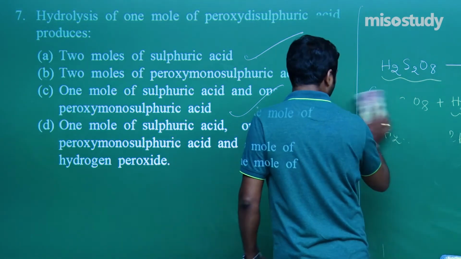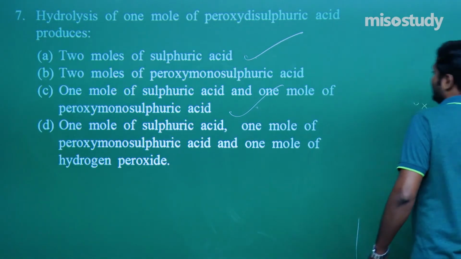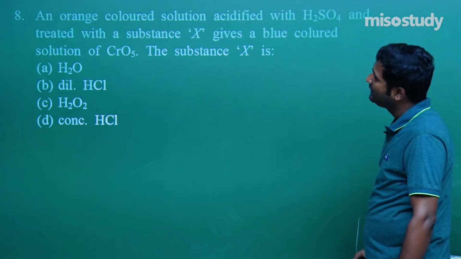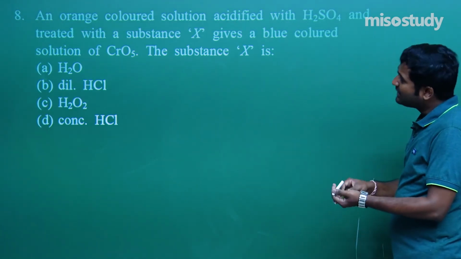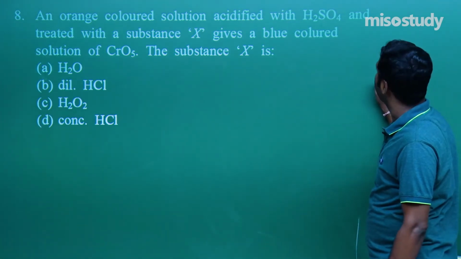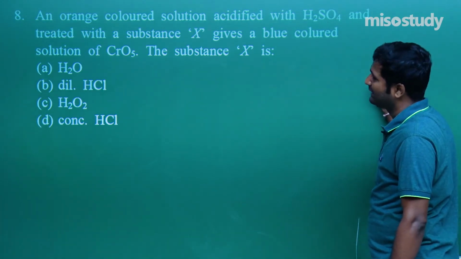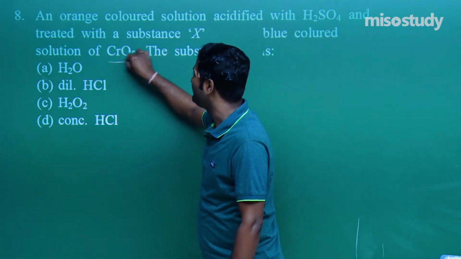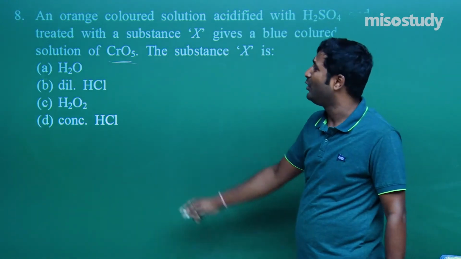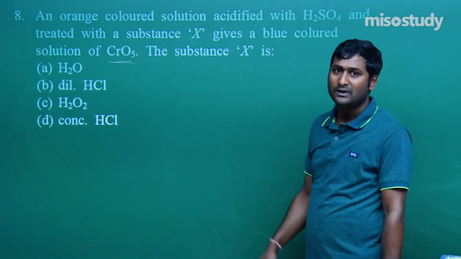Now I'm going to rub this part and we'll discuss the next question. What is the next question? Check it out. An orange colored solution acidified with H2SO4 and treated with a substance X gives a blue color. Do you remember this? If there is CrO5, then definitely X is H2O2, as we know. And the orange colored substance is K2Cr2O7. How? This is the estimation.